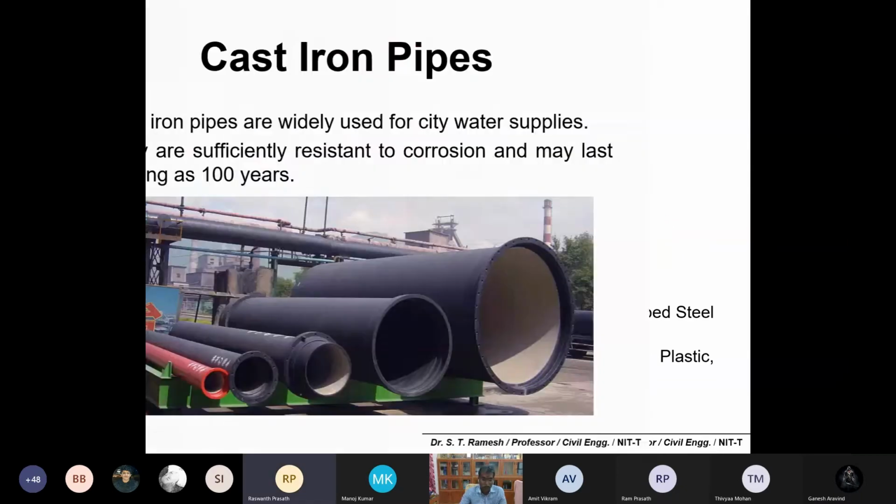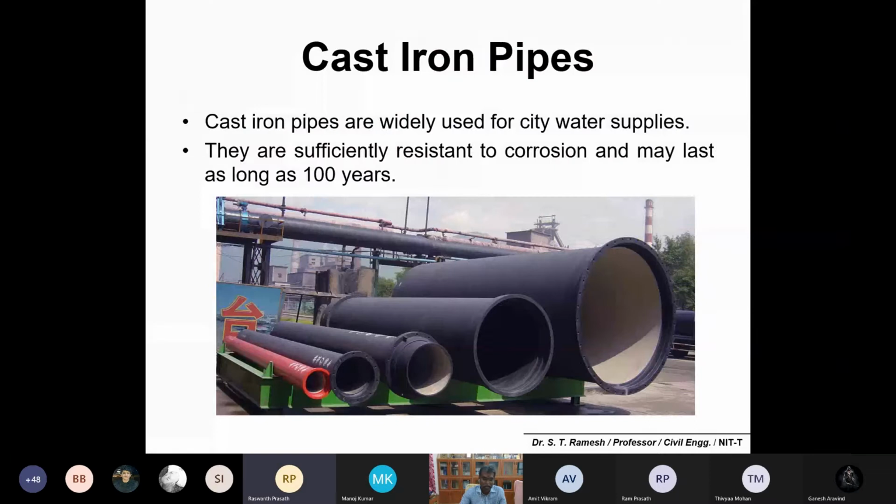Yes, sir. So we'll see one by one. Cast iron, and you would have seen even smaller diameter to bigger diameter. Even now, people may use these types of pipes for water supply lines. Cast iron pipes are widely used for city water supply systems, and they are sufficiently resistant to corrosion and may last for more than 100 years.